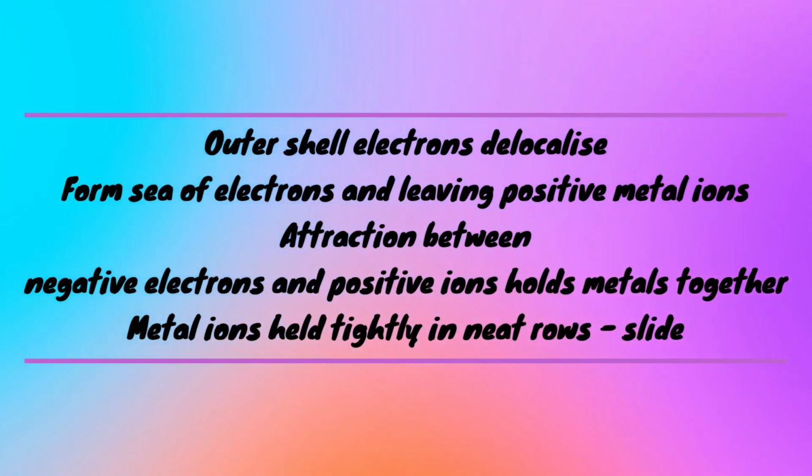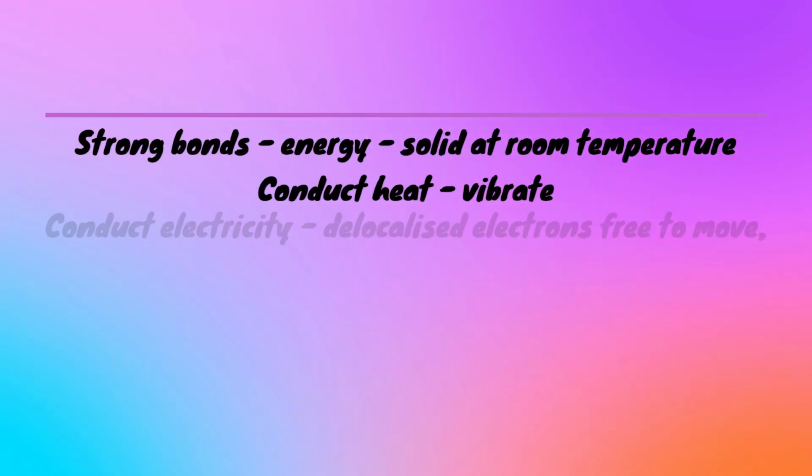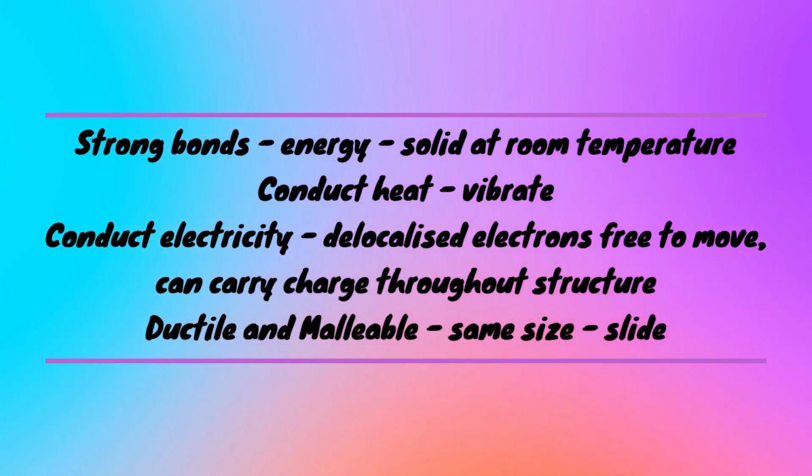So essentially, outer shell electrons delocalize and are free to move. This forms the sea of electrons, leaving positive metal ions. There is attraction between the negative electrons and the positive ions, and this holds the metals together like a glue. The metal ions are held tightly in neat rows that can slide over each other. Metallic bonds are strong and a lot of energy is needed to break them. Thus, most metals are solid at room temperature. This is because there are strong electrostatic forces of attraction that hold the positive ions closely with the negative electrons.